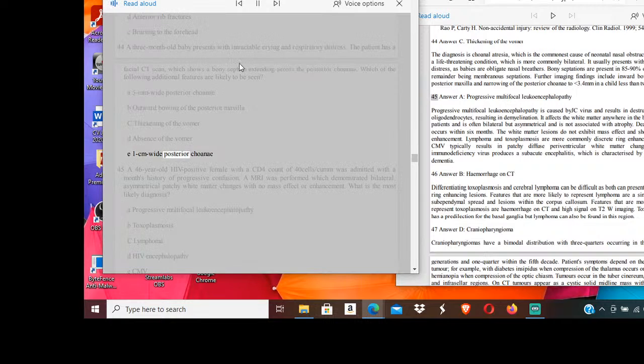1 cm wide posterior choana. 45. A 46-year-old HIV-positive female with a CD4 count of 40 cells/cumm was admitted with a month's history of progressive confusion. An MRI was performed which demonstrated bilateral, asymmetrical patchy white matter changes with no mass effect or enhancement. What is the most likely diagnosis? A. Progressive multifocal leukoencephalopathy, B. Toxoplasmosis, C. Lymphoma, D. HIV.